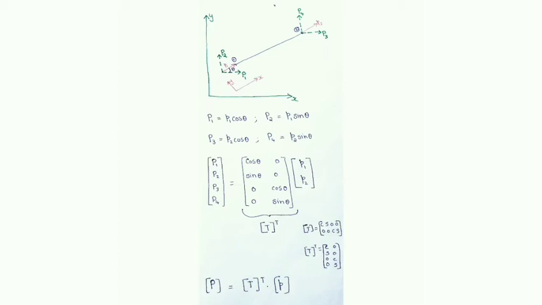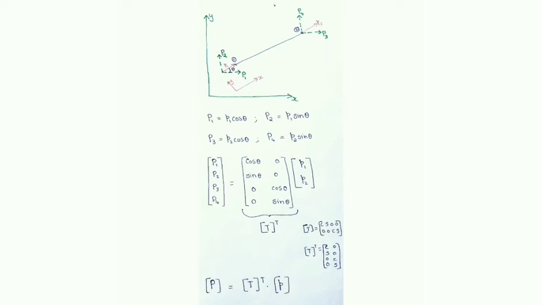Writing these four equations in matrix form, we get the global force matrix P1, P2, P3 and P4 equal to [cos theta 0; sin theta 0; 0 cos theta; 0 sin theta] into local forces p1 and p2. Here the matrix connecting global and local forces is cos theta 0 sin theta 0, 0 cos theta 0 sin theta. What is it? It is the transpose of the transformation matrix that we have derived earlier.